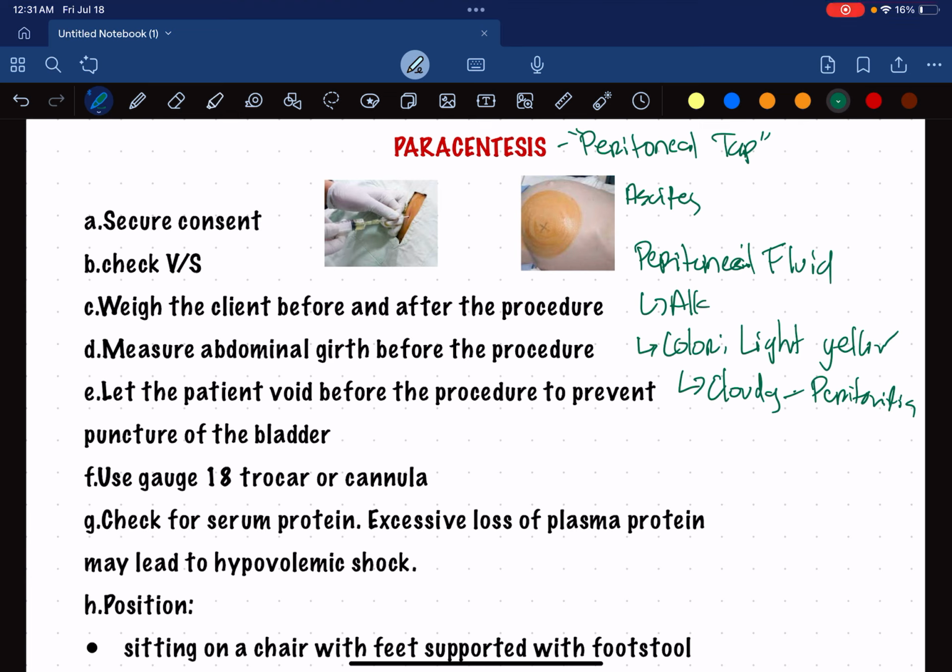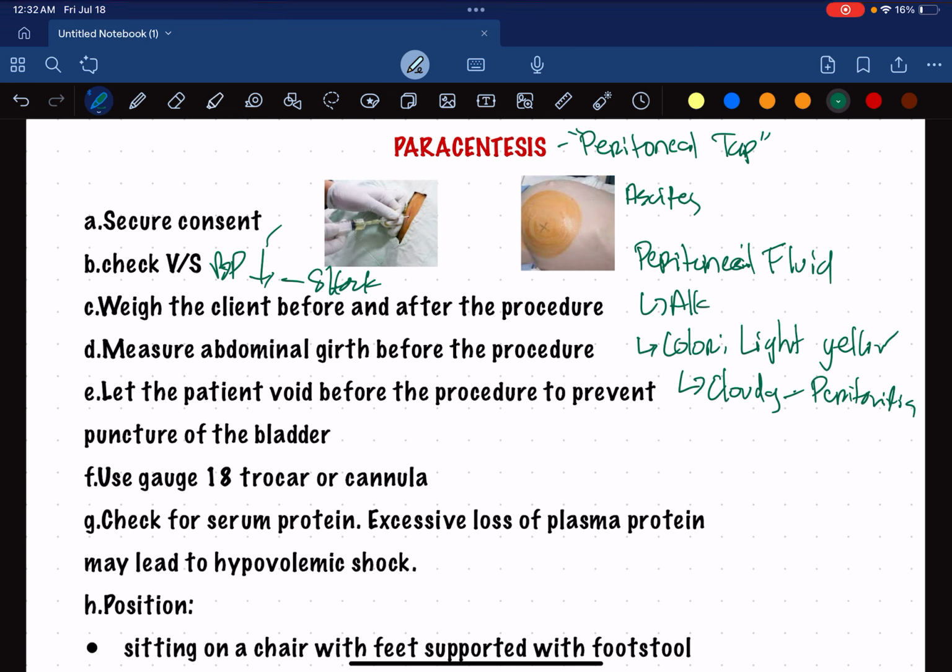Okay, so anong gagawin natin? What are the nursing responsibilities? First, we need to secure consent. Bakit? That's an invasive procedure. Meron tayong in-insert na needle. Next, we need to check the vital signs, especially the blood pressure of our patient. Kasi pag nag-decrease ang blood pressure ng pasyente mo, hypotension, maybe that's the manifestation ng shock. Pwedeng pag nag-decrease ang BP mo, shock na yan.